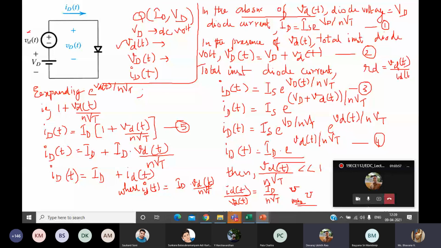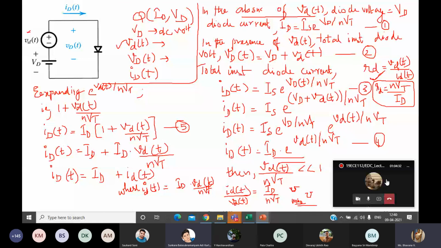Is it small d or capital D? Small d. All small letters, because we are going to find the small signal; small signal analysis means AC analysis. So what will be rd? nVt by capital Id. Put it in a box. This is the small signal resistance which we have derived. So rd is inversely proportional to the current.